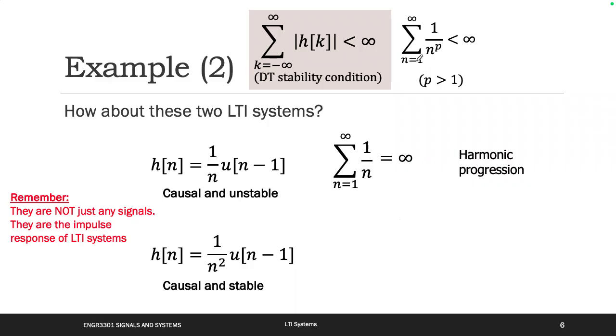Yeah, you can see if you want to use this equation, the p should be greater than 1. You cannot let it equal 1. If it is equal to 1, it's not a p-series or geometric series. That makes sense to you? So this one is causal and stable. Any questions so far? Any question?